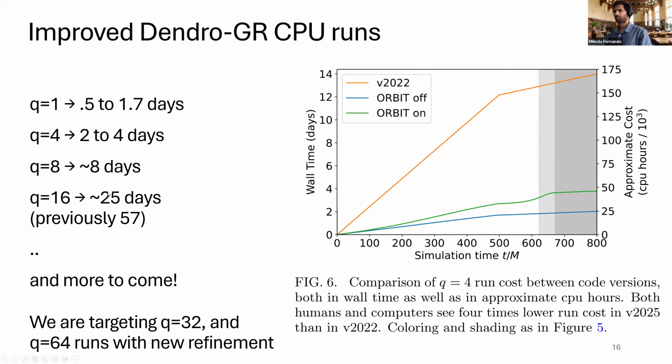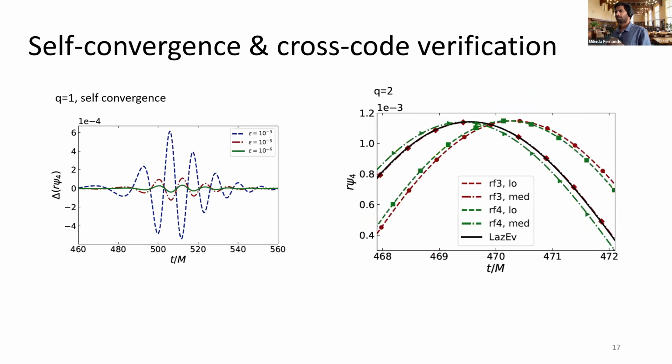And you can see it also has reduced this Q = 4 run from 12 days to roughly 4 days with this improved refinement. And we are currently targeting Q = 32 and Q = 64 binary mergers as well.